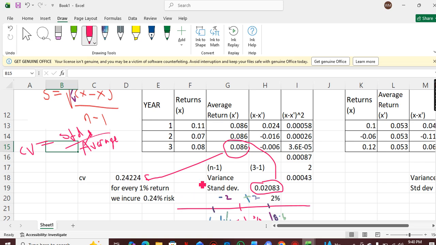Basically, what this is telling us is that for every 1% return we get, we incur 0.24% risk. So we're not incurring a high risk for every return that we get. Alright, now let's go to investment B.